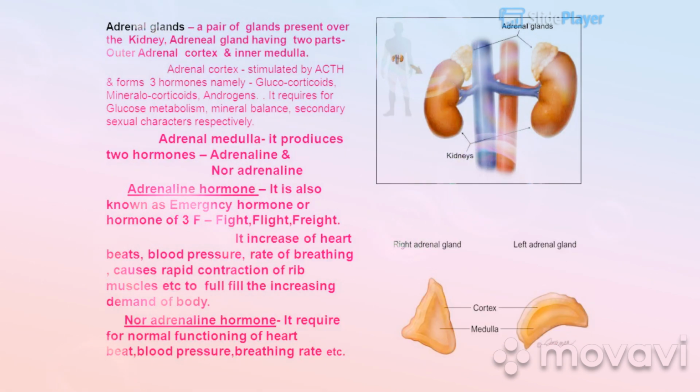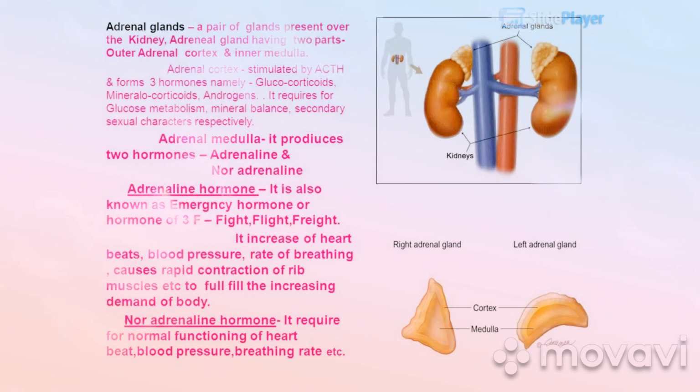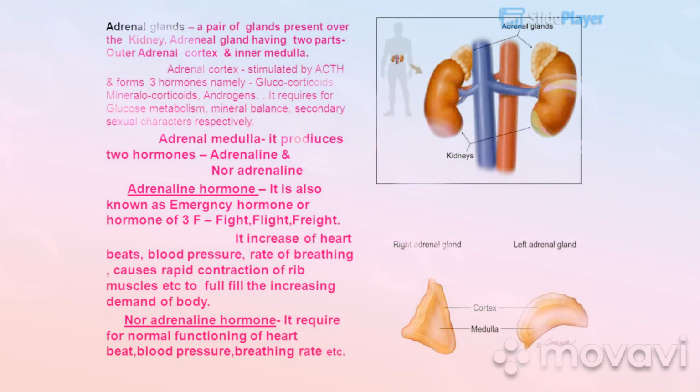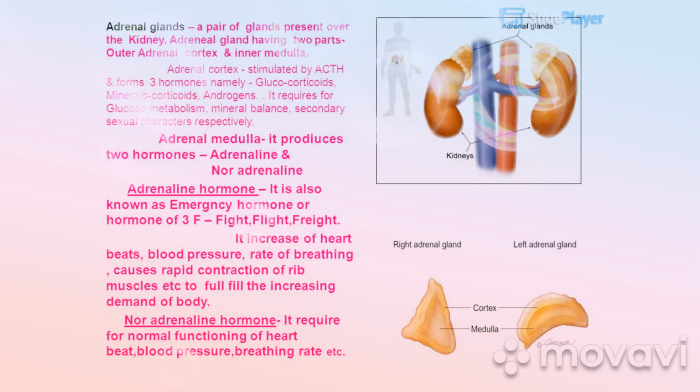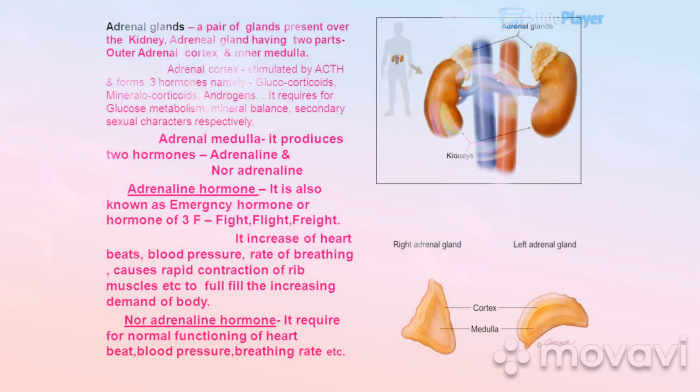Adrenal glands. A pair of glands present over the kidney, the adrenal gland has two parts: outer adrenal cortex and inner medulla. Adrenal cortex, stimulated by ACTH, forms three hormones, namely, glucocorticoids, mineralocorticoids, androgens. They are required for glucose metabolism, mineral balance, secondary sexual characters respectively.